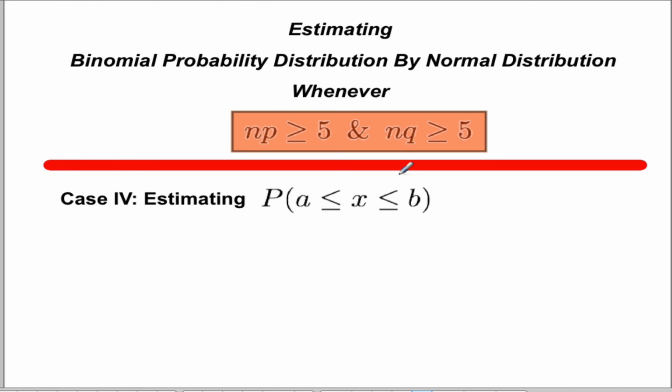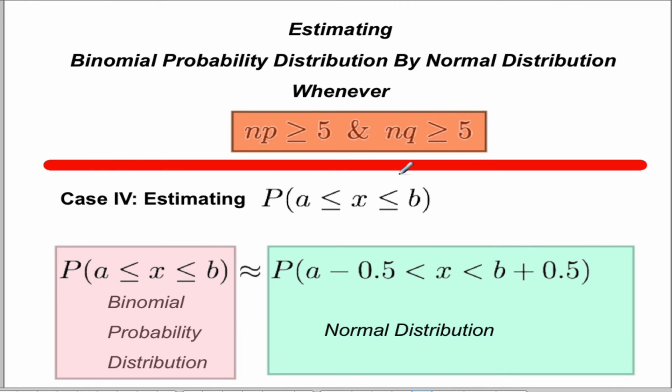Our last case is to estimate probability when x is between a and b, including a and including b. On the left side, we have binomial probability distribution. On the right side, we have normal distribution. So on the right number, we add 0.5. On the left number, we take away 0.5.